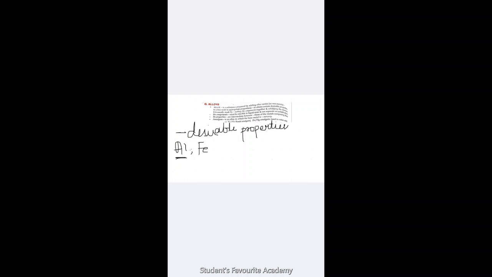So how do we make that? We just melt the components together and solidify the mixture. Suppose I want to make an alloy of Al and Fe. I'll melt Al, I'll melt Fe, then bring them together in molten state. After reaching their melting point they become molten, and then we go for solidification. So this is the way an alloy is prepared: molten state, and from molten state we go for solidification.